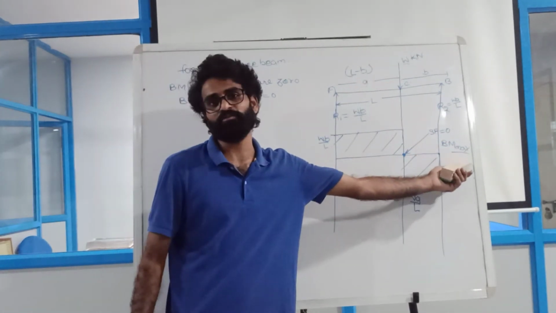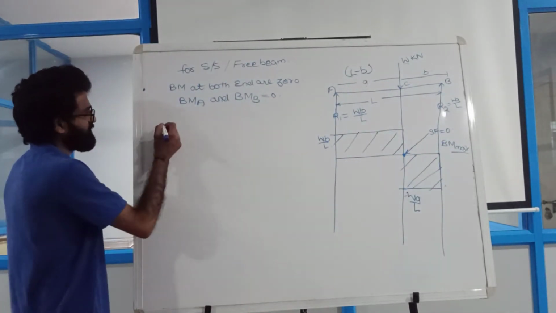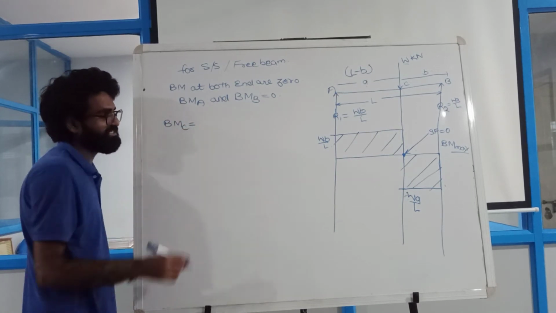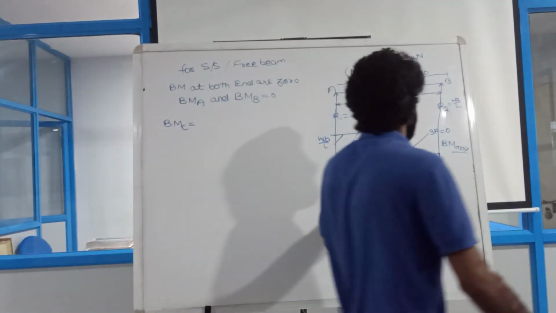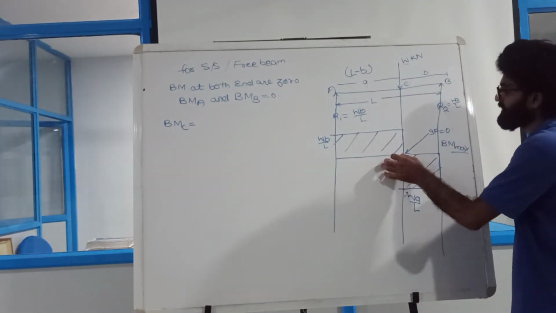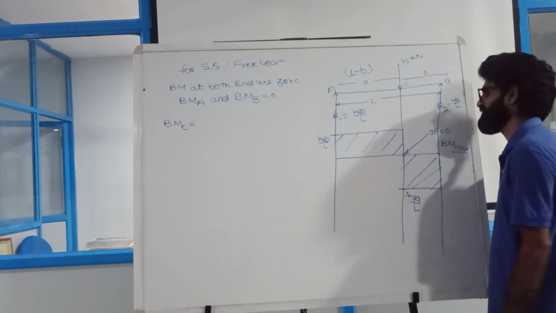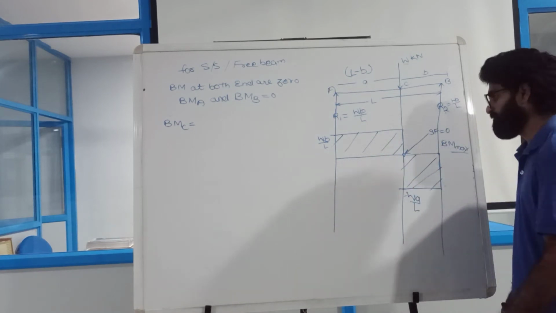Now I have to calculate at one point, that is the point C, and at the same point I am getting the maximum bending moment. So let us calculate the bending moment at point C. To calculate it, I can go either to the right-hand side or the left-hand side. So simply I will go for the left-hand side.